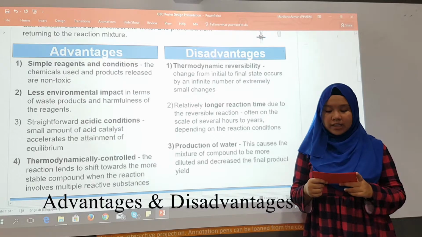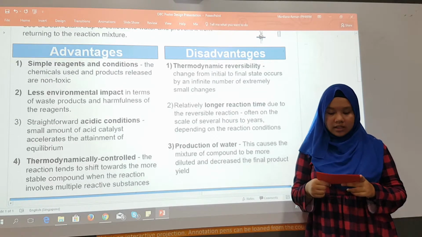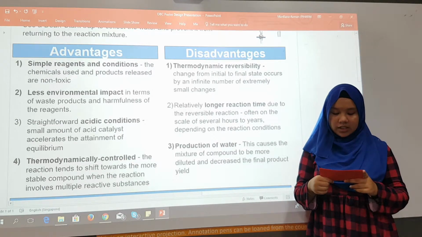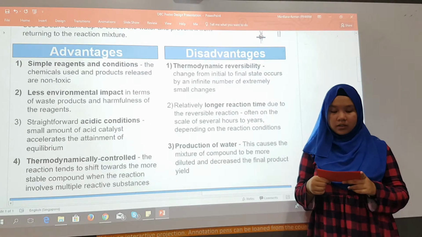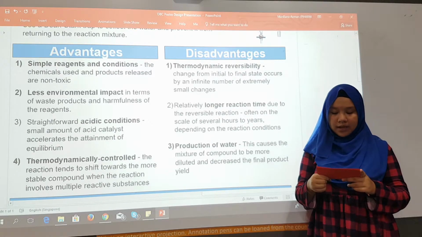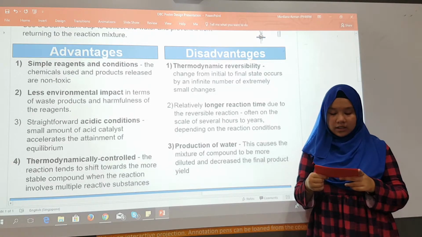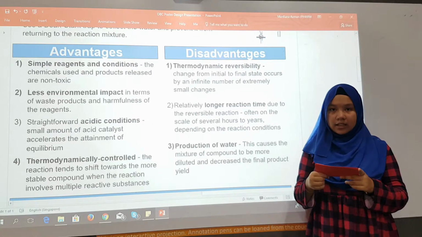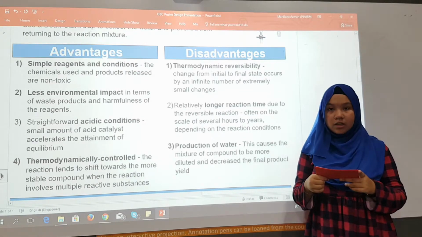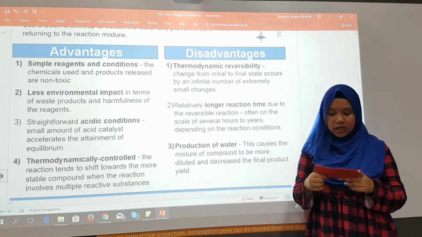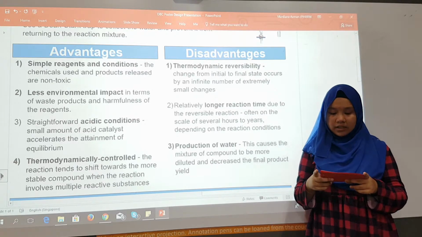Now, I will explain the advantages of Fischer esterification. Number 1, the reaction involves simple reagents, products, and conditions which are non-toxic. Number 2, it causes less environmental impact in terms of waste products and is less harmful. Number 3, it only needs a small amount of acid catalyst to accelerate the attainment of equilibrium. Number 4, it is thermodynamically controlled. The reaction tends to shift towards the more stable compound during the reaction.